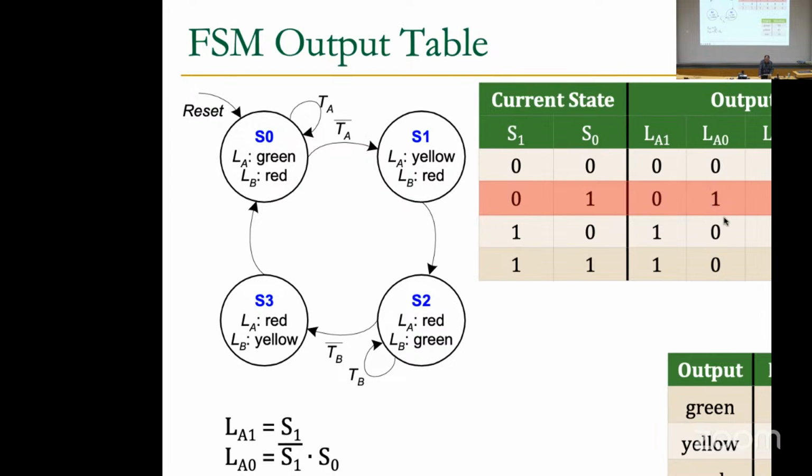LA0 is only 1 when we have S1 0 and S0 1. So it's going to be S1 prime times S0. And so on and so forth for LB1 and LB0. Is that clear?